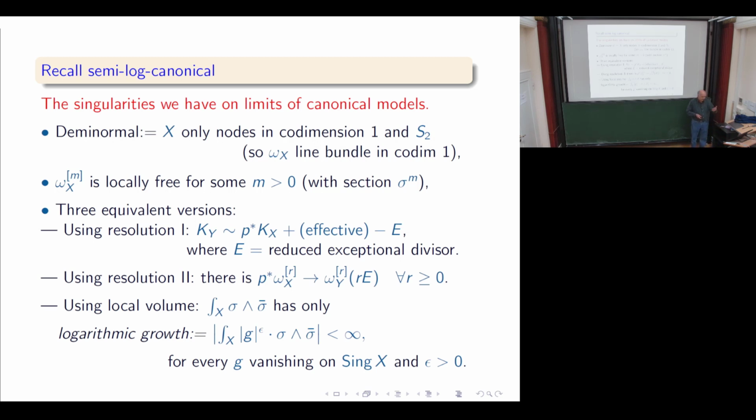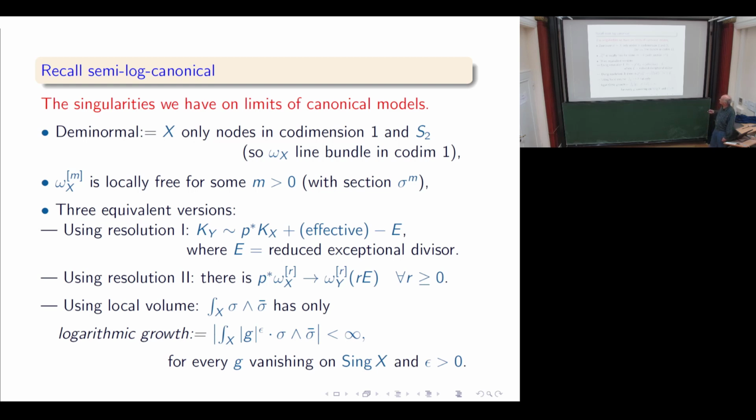It has these properties: at least in codimension 1 I have only nodes, so that sort of comes from curves. And I keep the Serre property S2. And then I assume that some power ω^[m] of the canonical sheaf is locally free. Let σ^m denote a local section of it. You see, σ is then defined maybe only up to a root of unity, but it will not matter too much for us. And now the key property is, well, there are three equivalent versions.